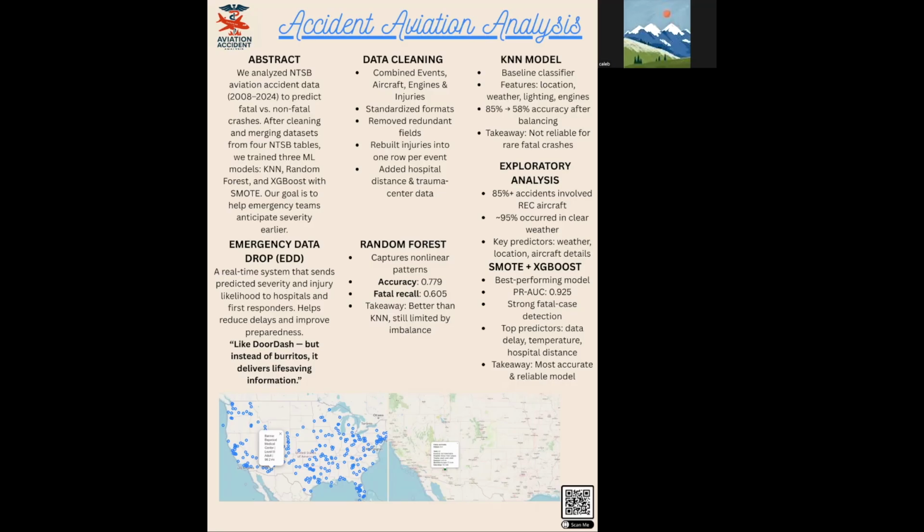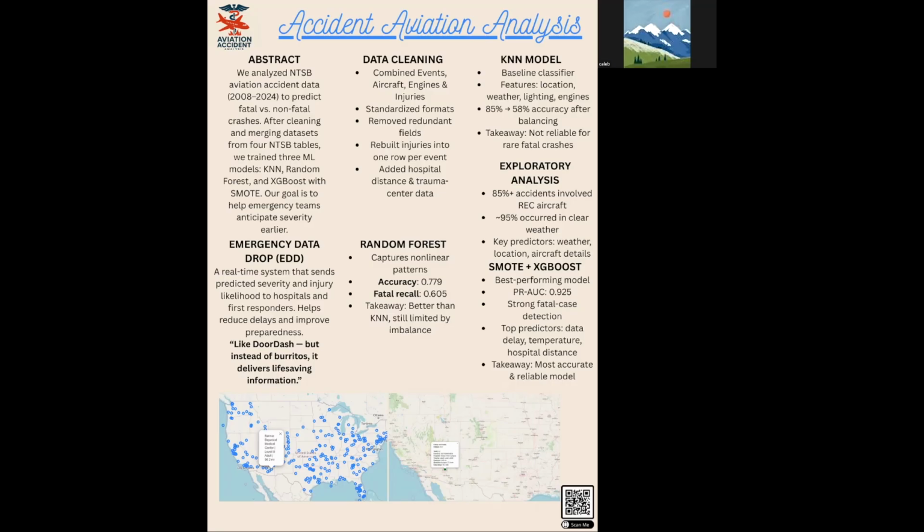To fix this, we adopted a per-tree balancing system within the random forest. Instead of shrinking the dataset, we allowed each tree to learn from a balanced mix of fatal and non-fatal crashes. This kept 100% of the original data while still improving representation of rare fatal cases.